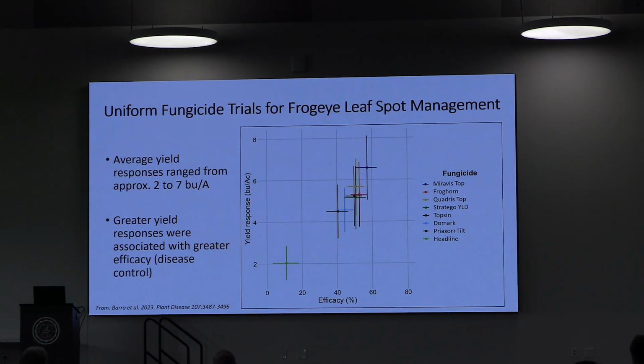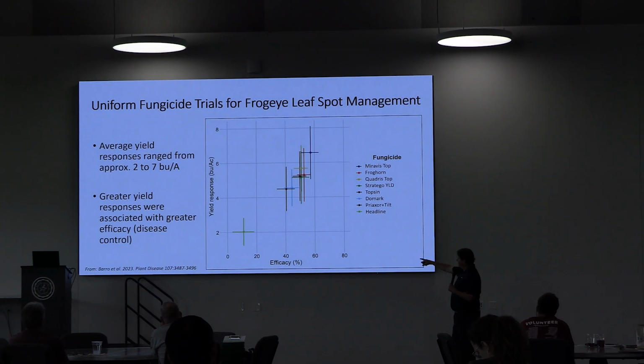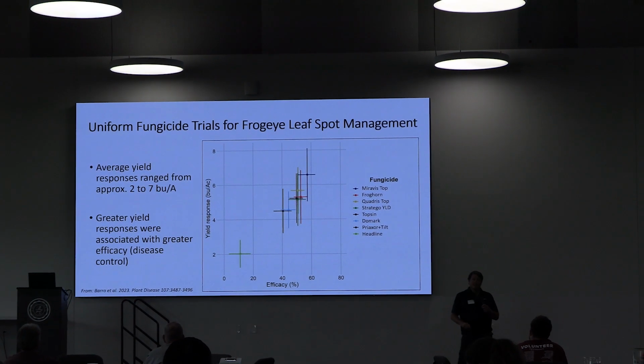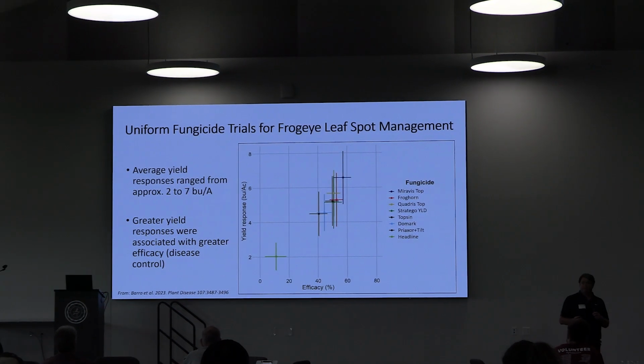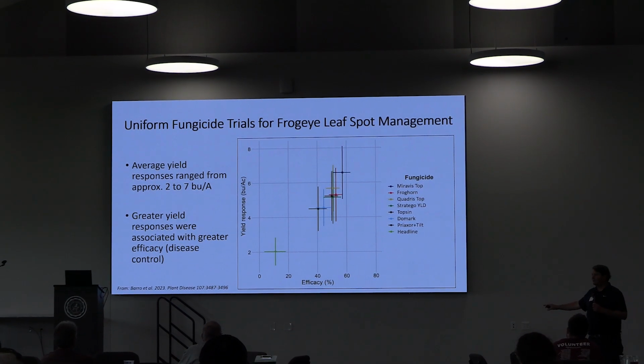So this is looking at all those data. What we've got graphed out here is efficacy at the bottom. So the higher percent efficacy, that meant the better control of frogeye leaf spot. And then on the vertical axis, we've got the yield response compared to our untreated check. And we have some different products that are listed there. But one thing that we notice is Headline, which is the green one all the way down at the bottom. That's just a strobilurin fungicide, just a QOI fungicide. Any ideas why you think that was down there so poor?